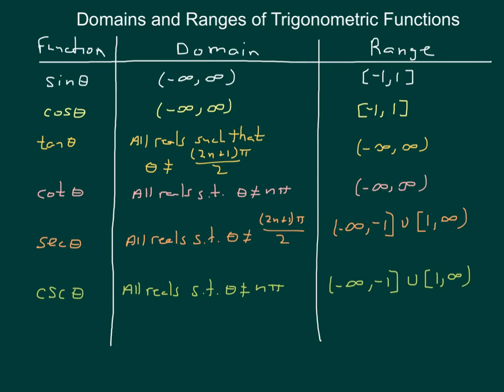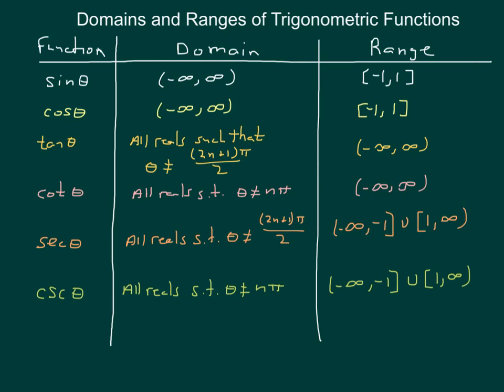Tangent. With the tangent, we know that the domain is going to be all reals except where the cosine is equal to 0. So that means all reals, except when theta does not equal 2n plus 1 times pi over 2, the odd multiples of pi over 2. Now also because the tangent does have vertical asymptotes here, it can be 0. It can be negative, it can be positive. Its range is all real numbers from negative infinity to infinity.